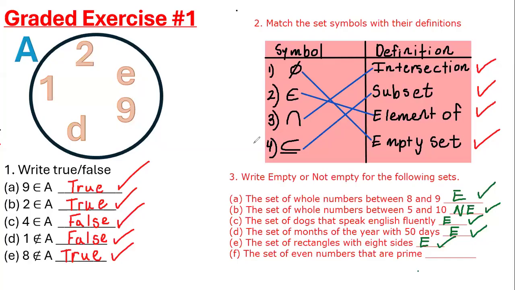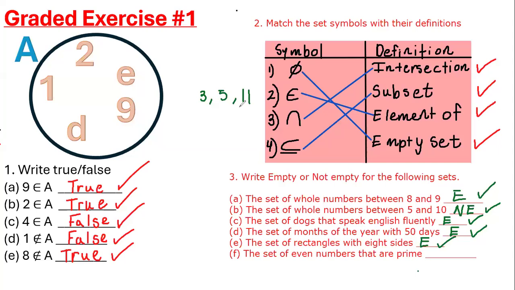All right, let me list out the prime numbers for you all. Prime numbers are numbers that only have two factors, one and itself. So we have 2, 3, 5, 11, 13.